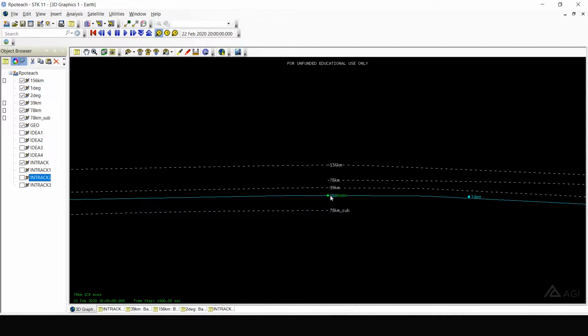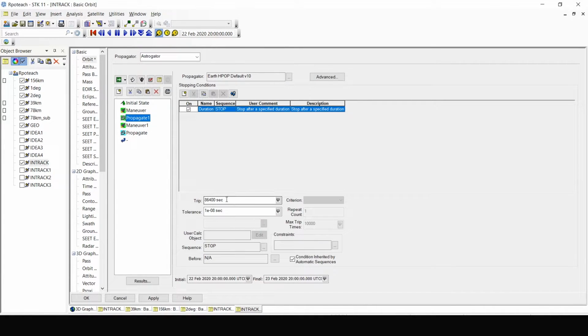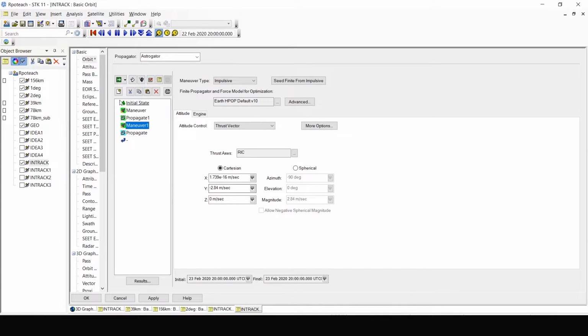So what I'm going to do is a 2.84 meters per second burn, wait 24 hours, and then do a negative 2.84. And here you can see that happen: 2.84, I wait a day, and I do a negative 2.84. And now we're going to model that.